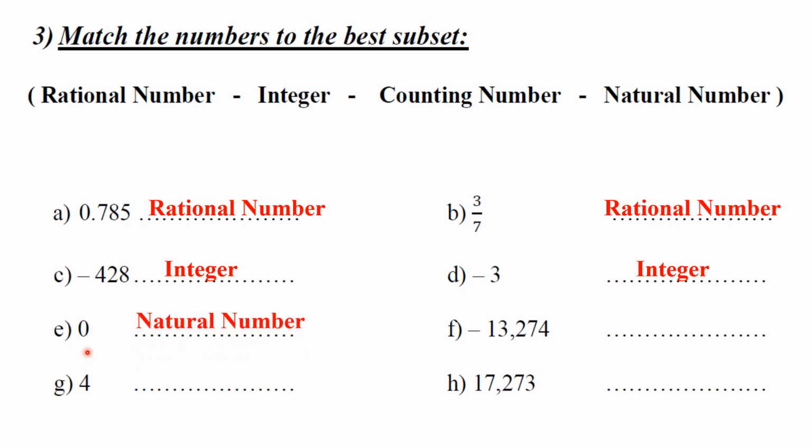Letter F, negative 13,274, which is included in the set of integers. Letter G, 4, which is included in the set of counting numbers. Letter H, 17,273, which is also included in the counting numbers.